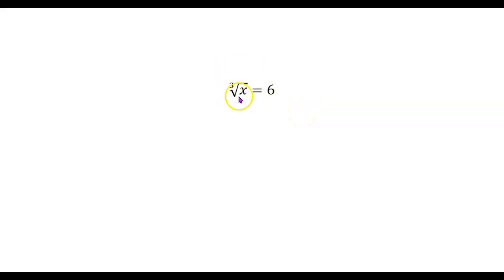Now this is the cube root of x equals 6. When we had the square root of x and we wanted just x, we undid the square root by squaring. Here we need to undo the cube root, and we do that by cubing, that is by raising both sides to the 3 power. So the cube root of x cubed would just be x, and 6 cubed would be 6 times 6 times 6, that's 216. And so that would be our solution, x equals 216.